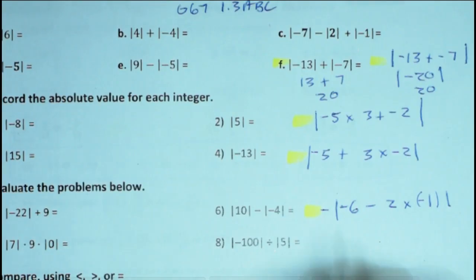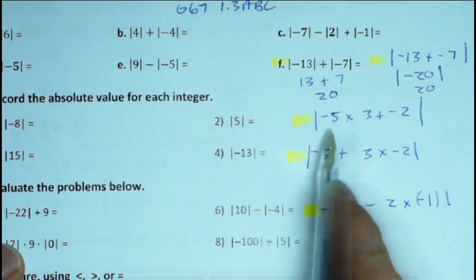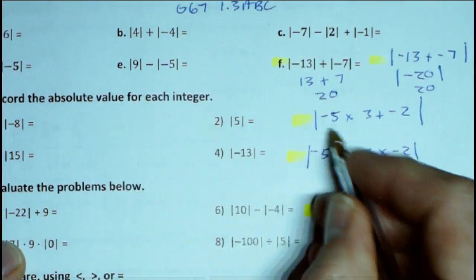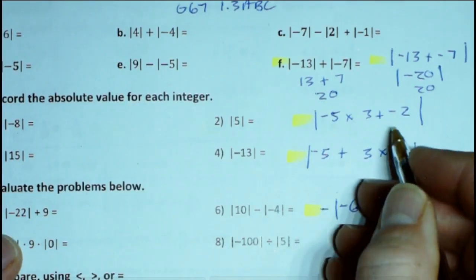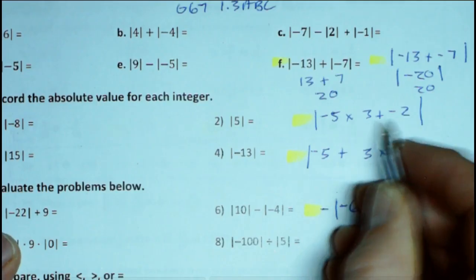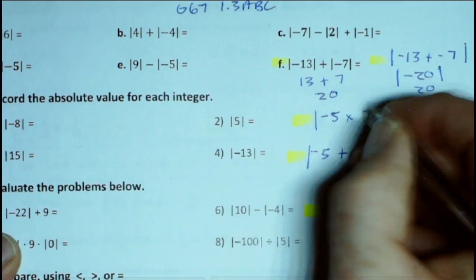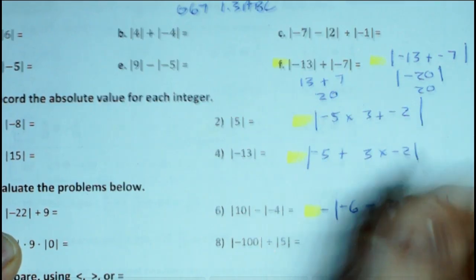All right, let's take a look at this one here. This one here is the first one that's a little bit tricky, and I'm going to have to try to write small to make this fit. I put them too close together. So we have negative 5 times 3 plus a negative 2. Inside the absolute value bars, we'd have to do the multiplication first. I didn't put parentheses around it, sorry.